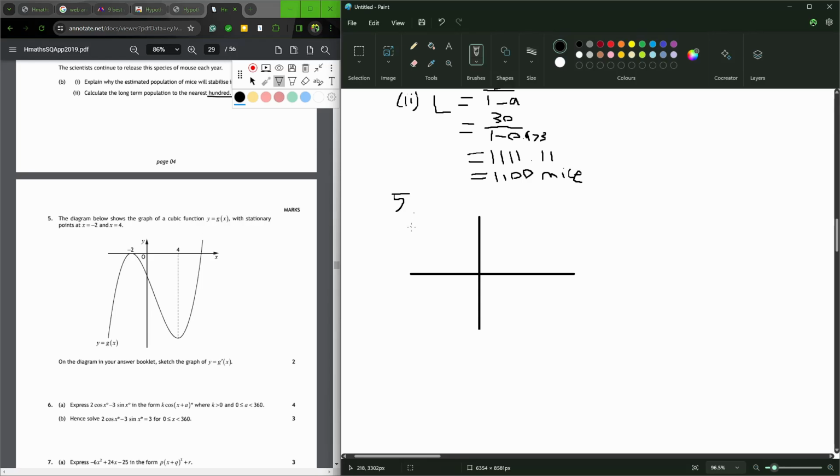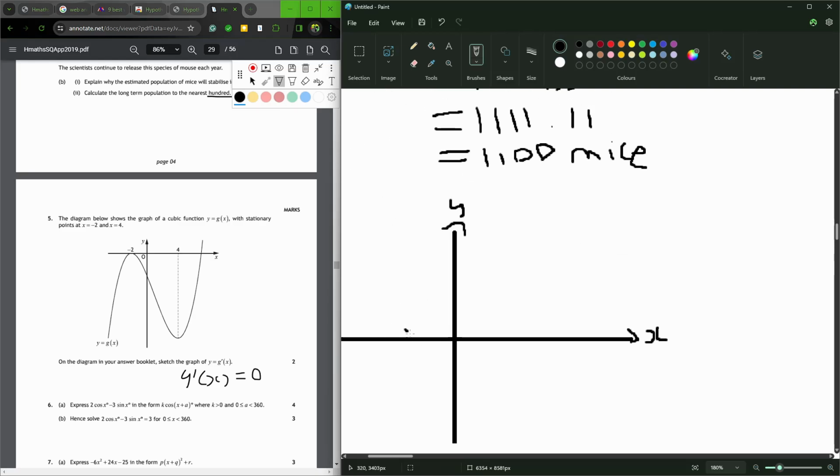Stationary points. Now remember, SPs occur when the derivative of g(x) equals 0. So that means the derivative has got to cross the x-axis at the stationary points. So we can throw this in here: that's going to be minus 2, and that's going to be 4. So that's a good start. Next we have to look up here. Remember, the derivative is positive above the x-axis when the graph is going up. When it's decreasing, then it's below the x-axis.